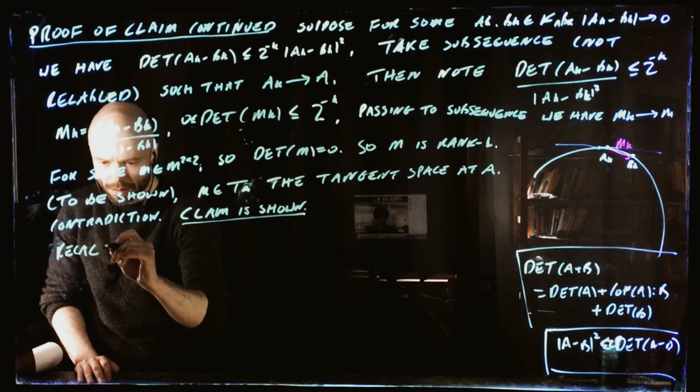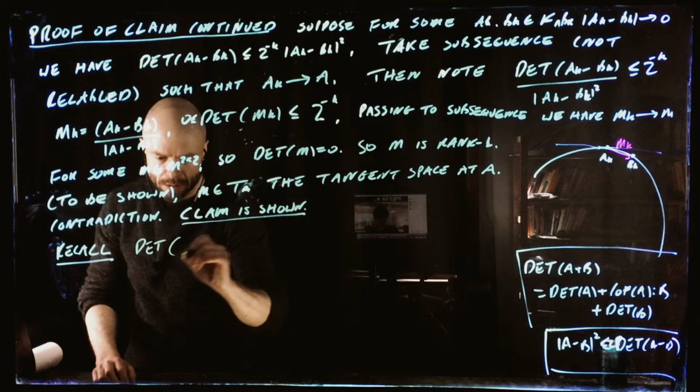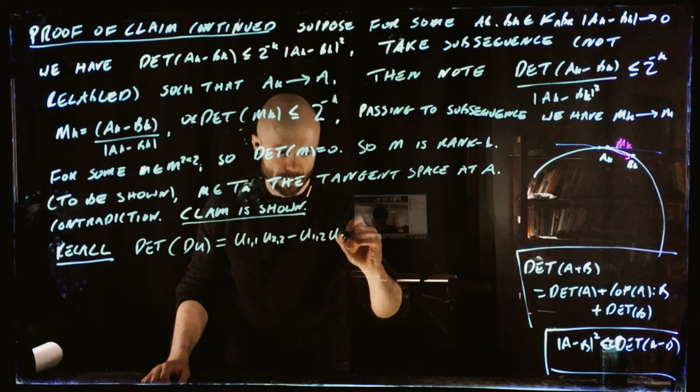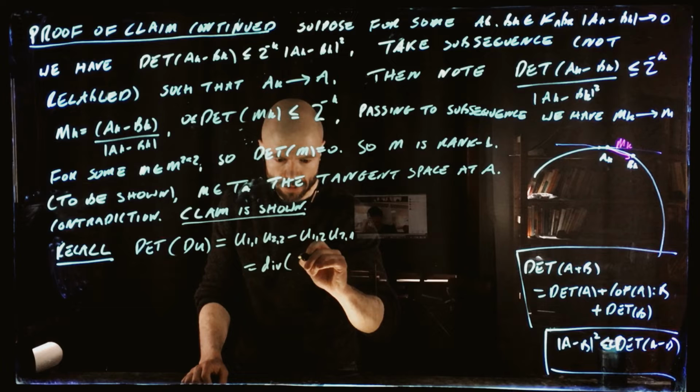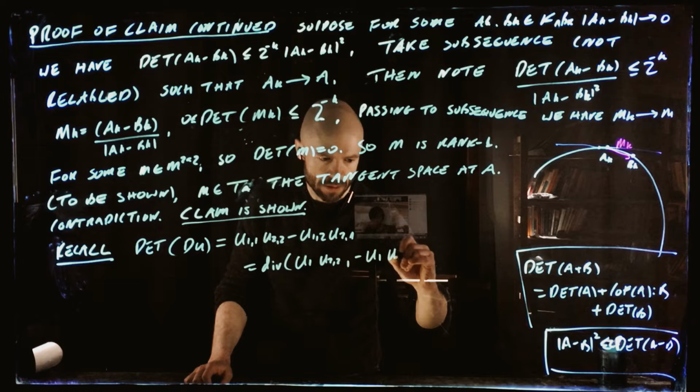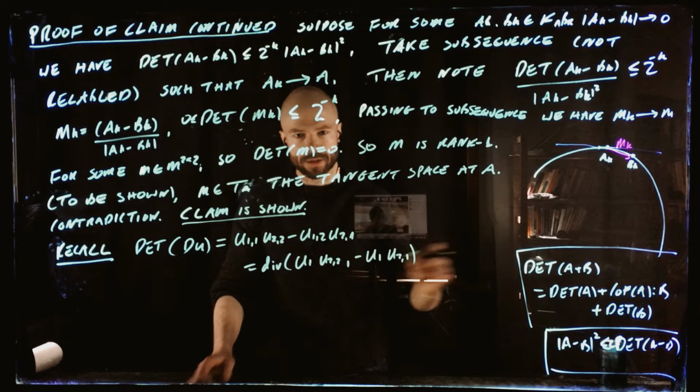Recall that the determinant of Du, which as you go is 1, 1, 2, 2, 1, u, 2, 1, is the same as the divergence of this thing and then this thing. Right, we've seen this a couple of times, yeah? Just take this, take the divergence through.